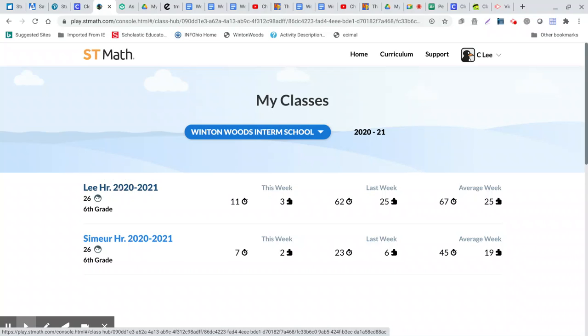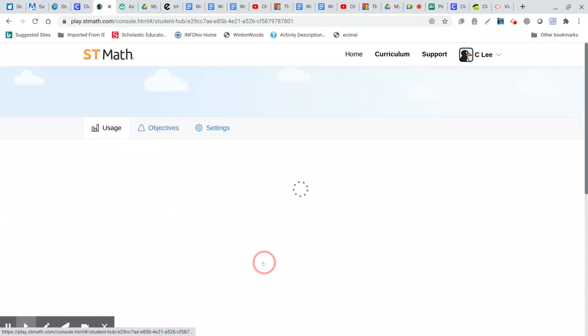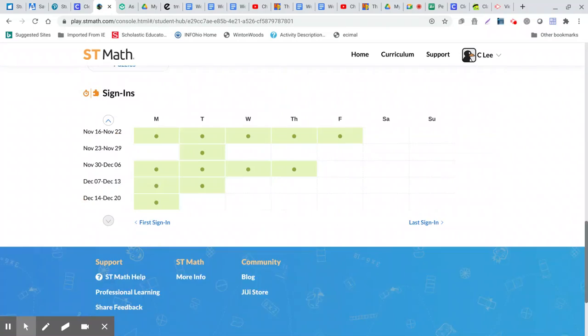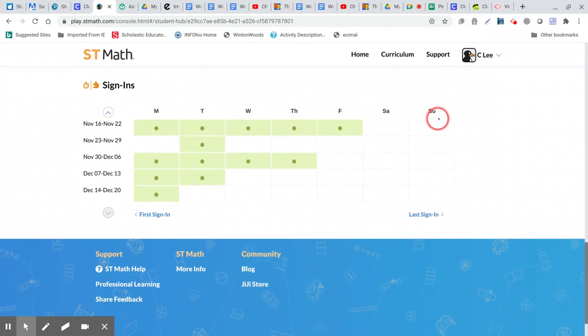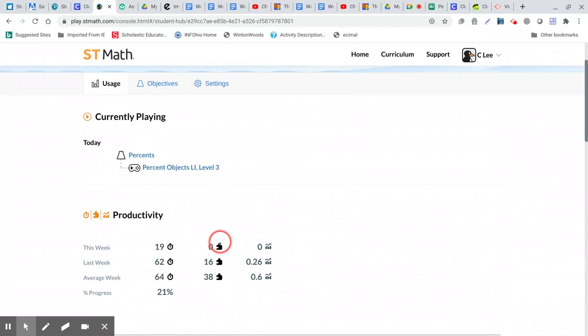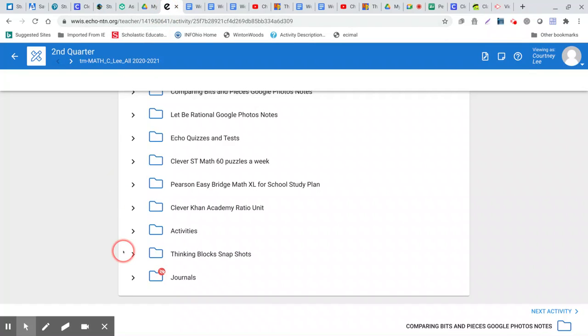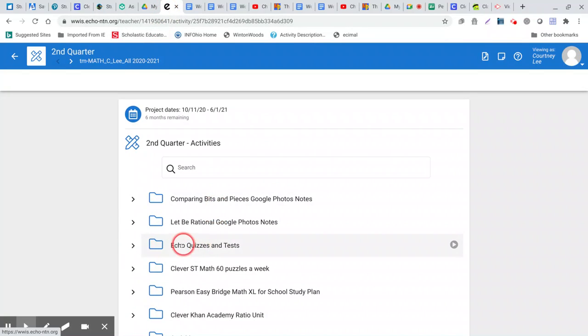Just as an example, real quick, you have through Sunday to get your points. So you can work on this on the weekend, and I'm counting puzzles, not minutes. That's very different from Lexia. So from Monday to Sunday, try to get as many puzzles as you can. You have to get 60 to get a 6 out of 6 for your grade for Echo for ST Math.